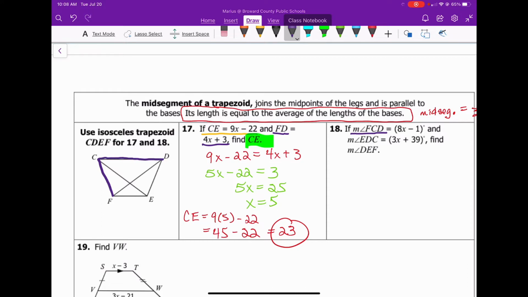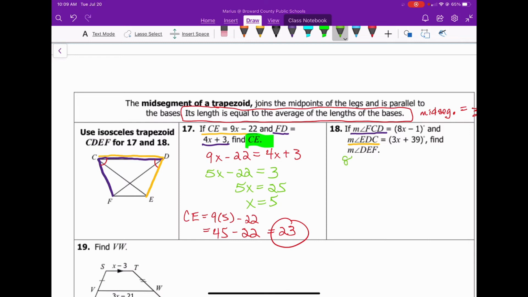FCD. So we know that this angle is congruent to this angle here. Let's just keep that in mind. Then they tell us about angle EDC. ED, and then C, we'll keep it on top. Those two angles are congruent. So that's how we're going to set up our equation first.